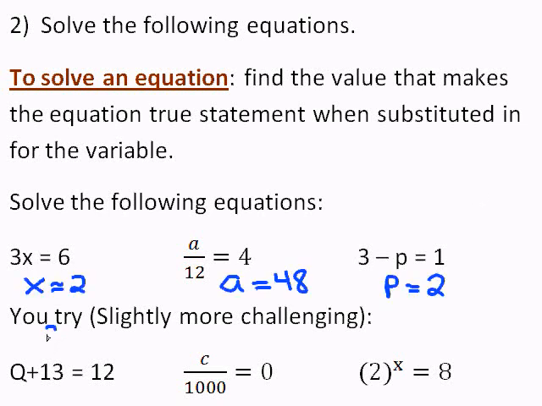For the first one, you should have gotten q is equal to negative 1, because negative 1 plus 13 is 12. For the second one, you should have gotten c equal to 0, because 0 over 1,000 is equal to 0. For the third example, 2 to some number equals 8, you should have gotten 3, because 2 to the third power is 8.